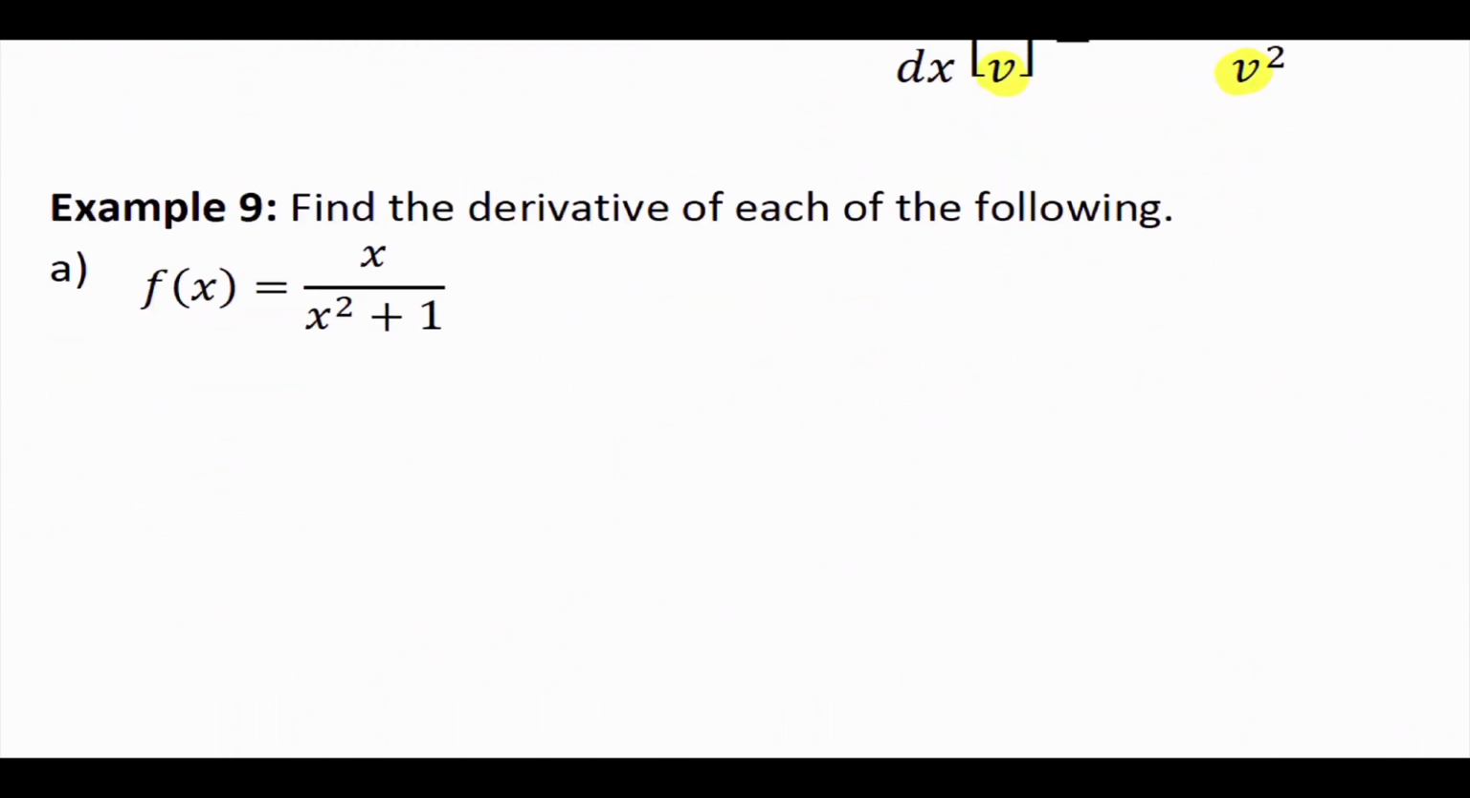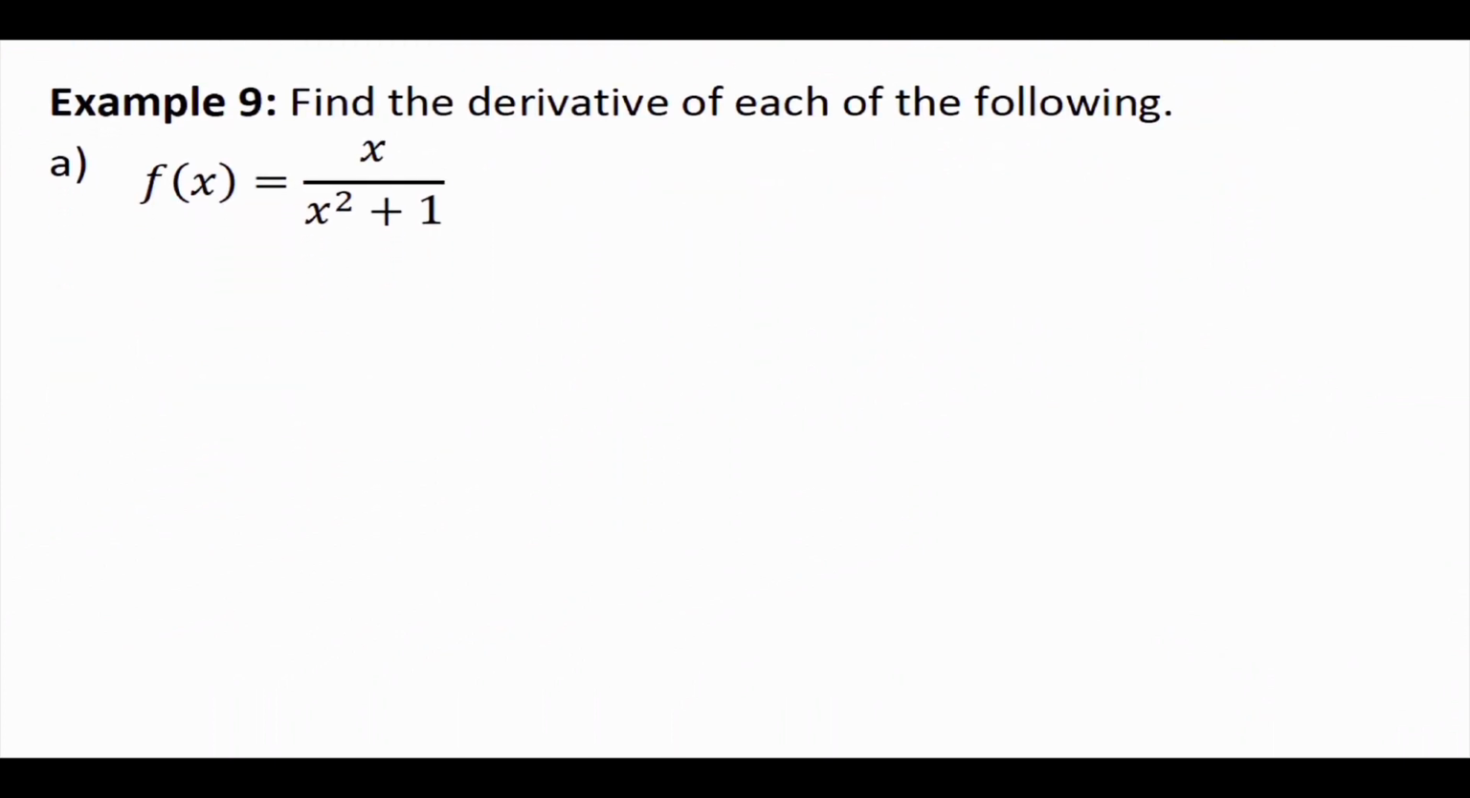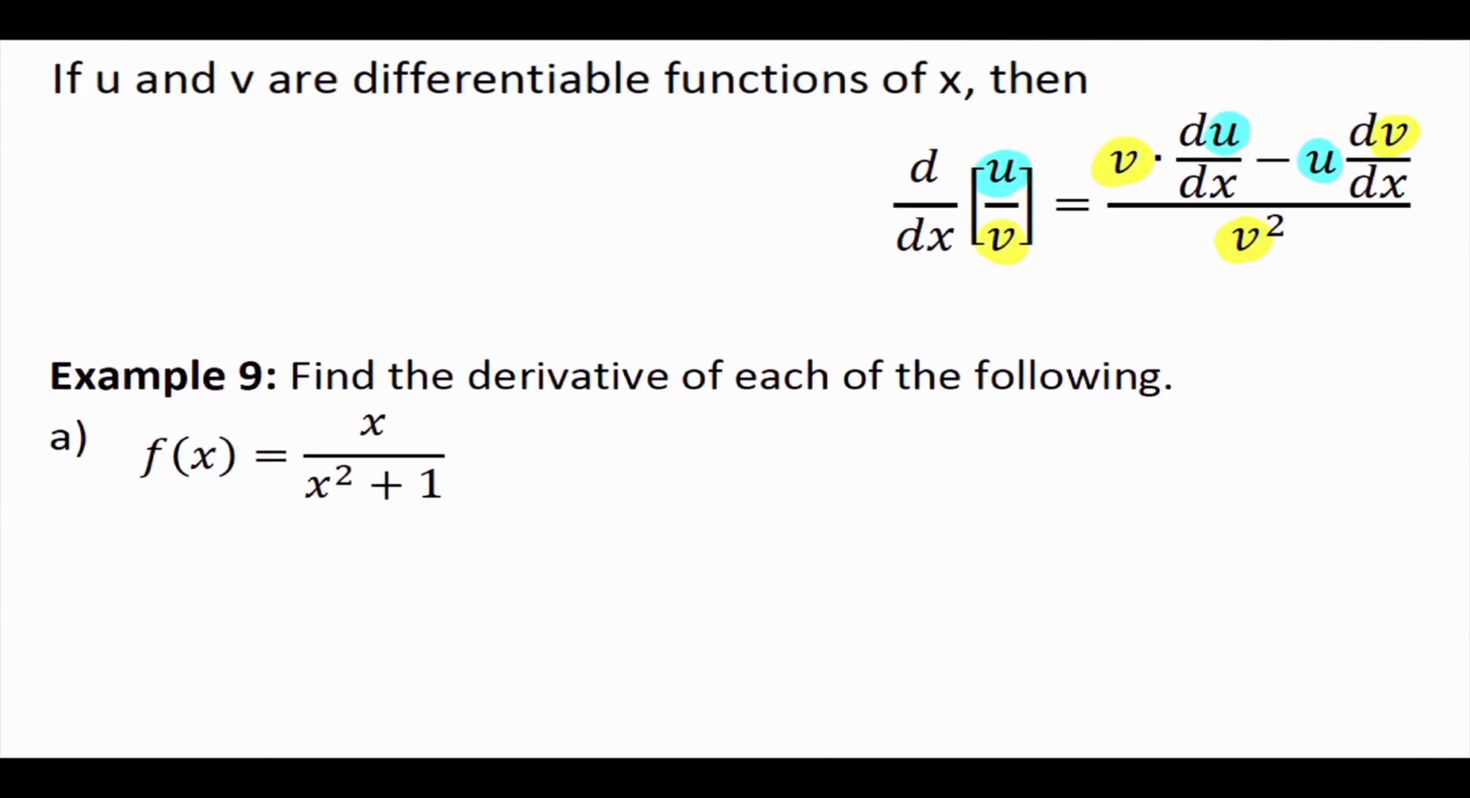Okay, so let's look at this one. When do we use this? Well, when we have division, when we have to find the derivative of something with division. Okay? So the bottom is a binomial, and the top is a monomial.